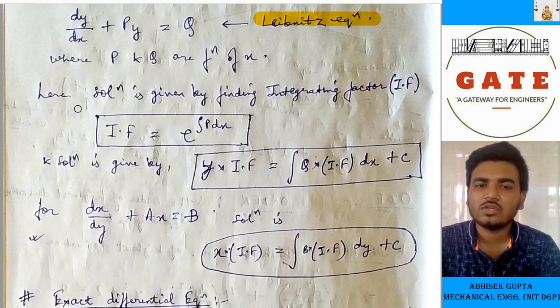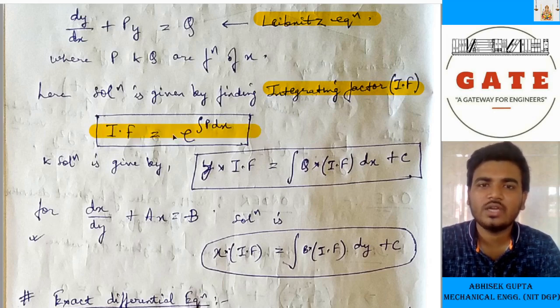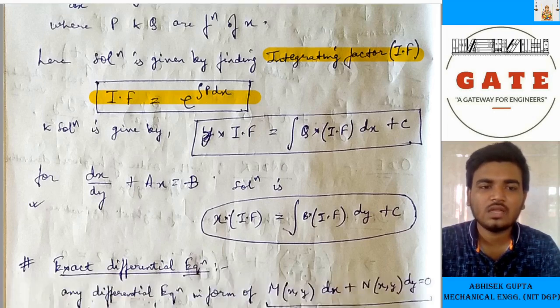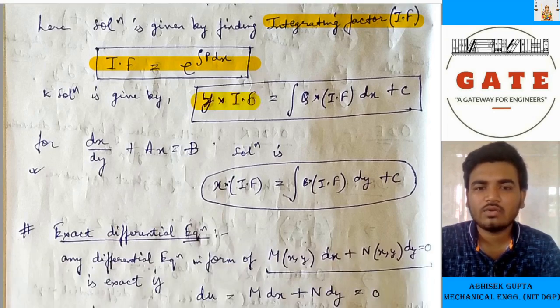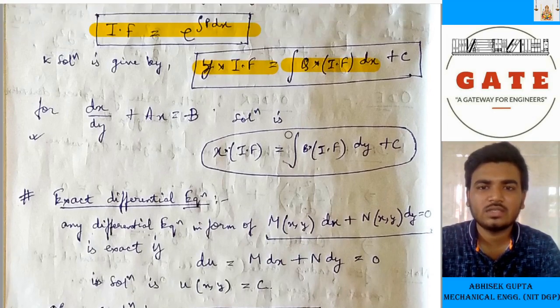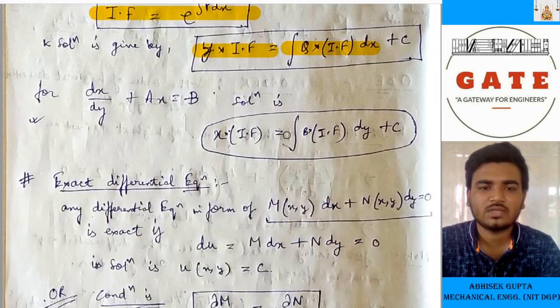Now here the solution is given by finding the integrating factor. The integrating factor will be given as e power integration of p dx. Now the solution is y into IF equal to integration of q into IF dx plus c. This is the solution of the Leibniz equation. And the second form is dx upon dy plus ax equal to b. The solution will be x into IF equal to integration of b into IF into dy plus c.